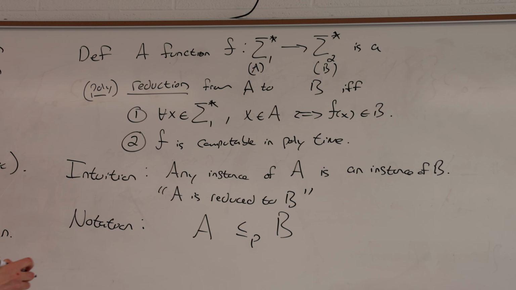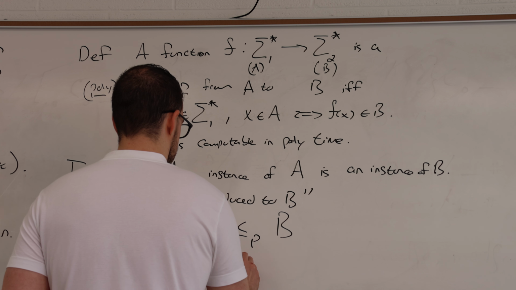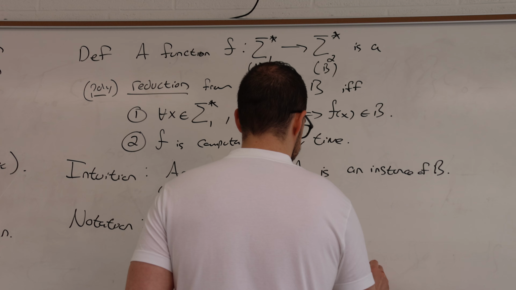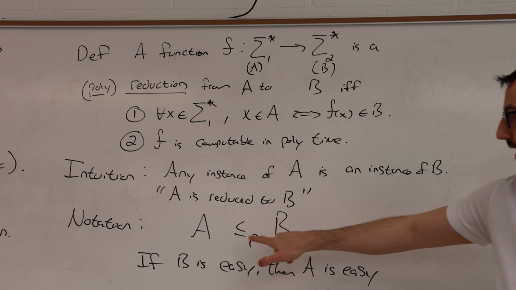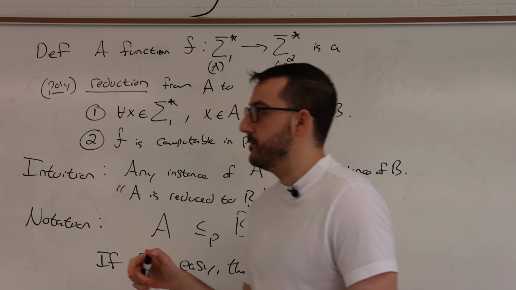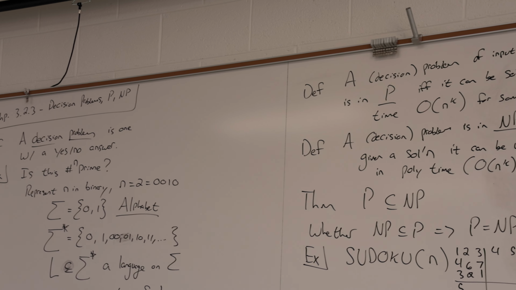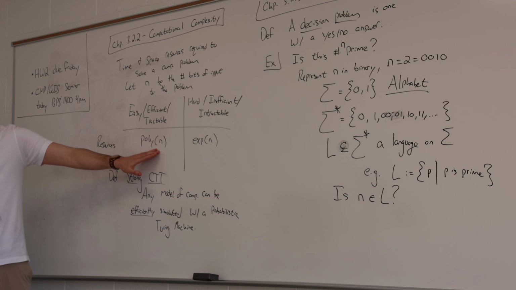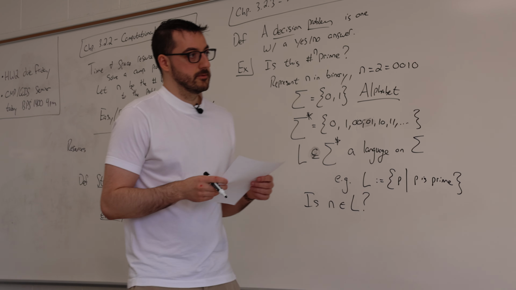What does this mean? This means that if B is easy, then A is easy. Okay? If B is easy, A is less than or equal to B, A is also going to be easy. What do we mean by a problem being easy? Referring back to this, a problem is easy or efficient or tractable if it can be solved with a number of resources that scales polynomially. Otherwise, it's going to be hard, inefficient, or intractable.